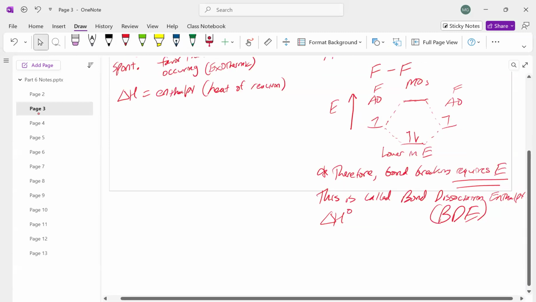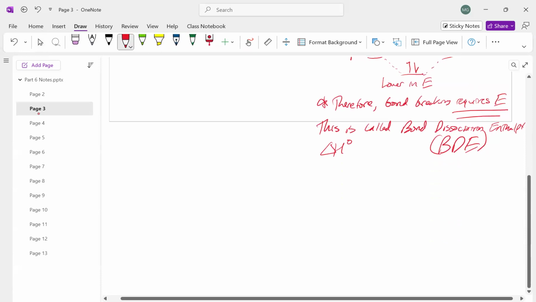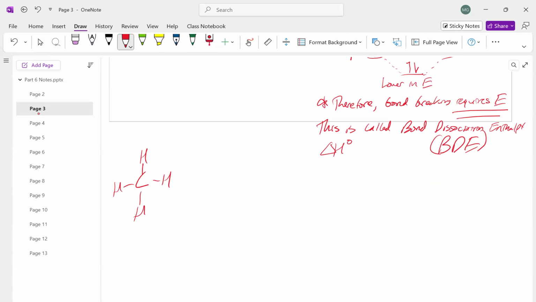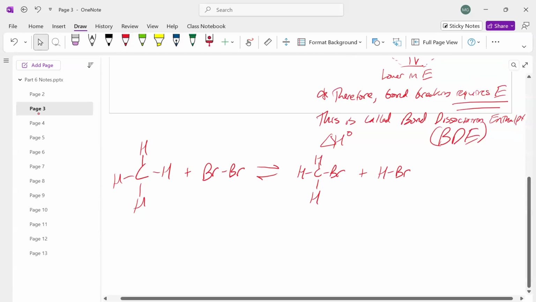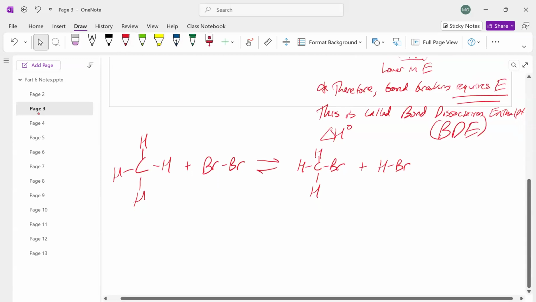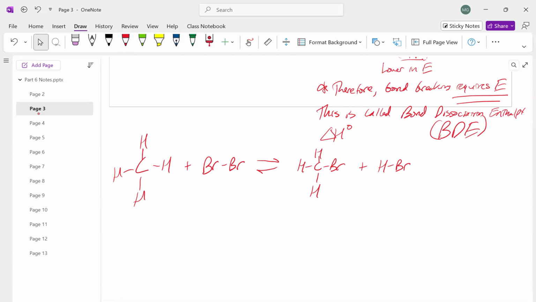And so if you look at an example of this, let's take a look at this reaction here. So we're going to take methane and react it with bromine. And what will happen is one of those hydrogens on methane will get replaced with a bromine, and then that hydrogen that got replaced will go to the other bromine atom. Now, in order to calculate the delta H for this reaction, the enthalpy, we need to know what bonds were broken and what bonds were formed.